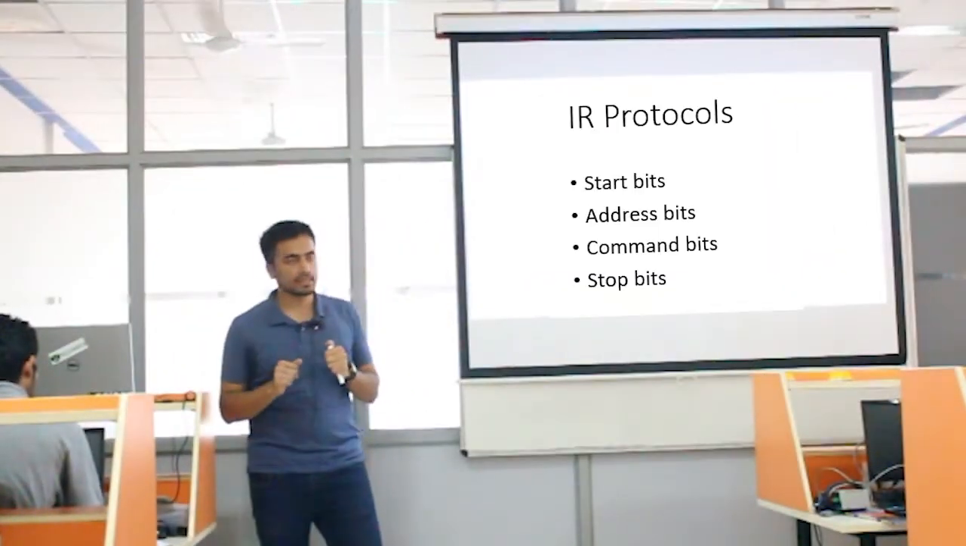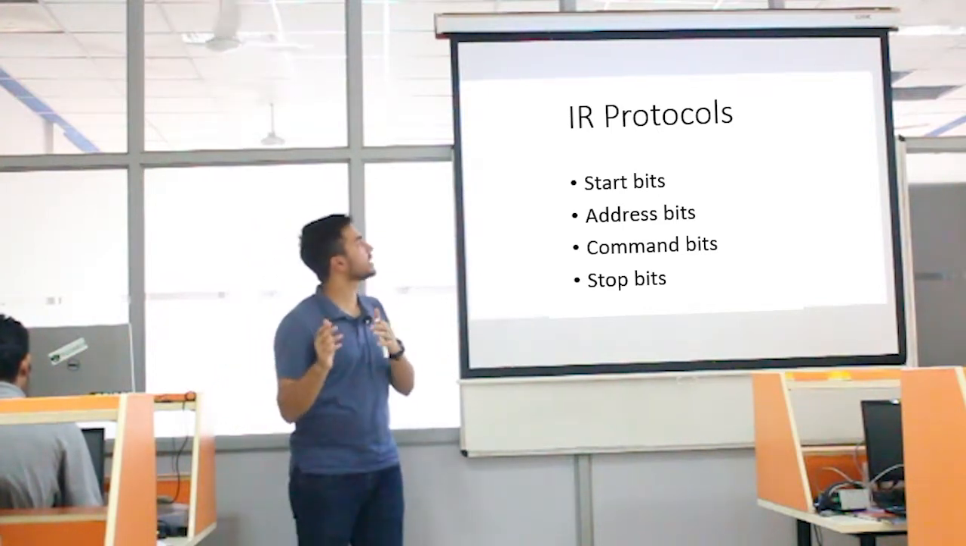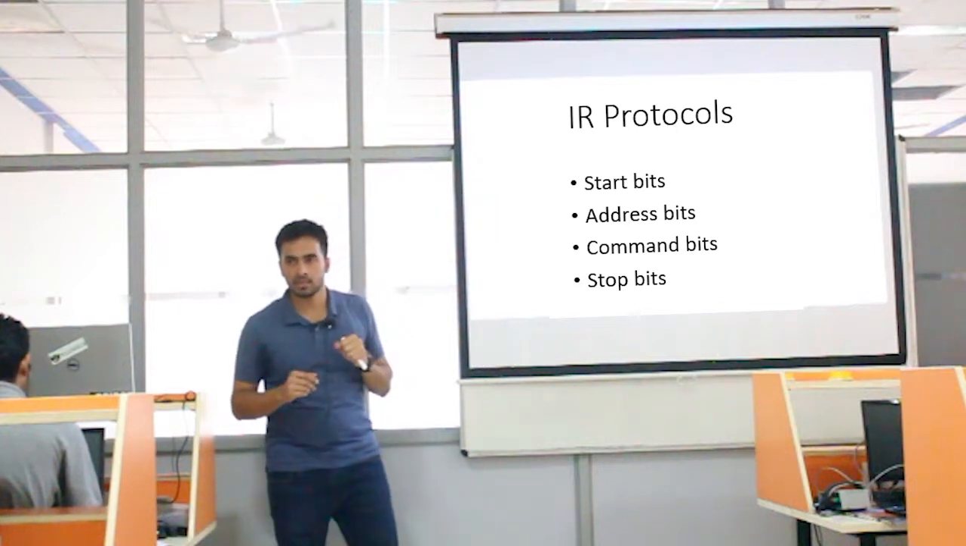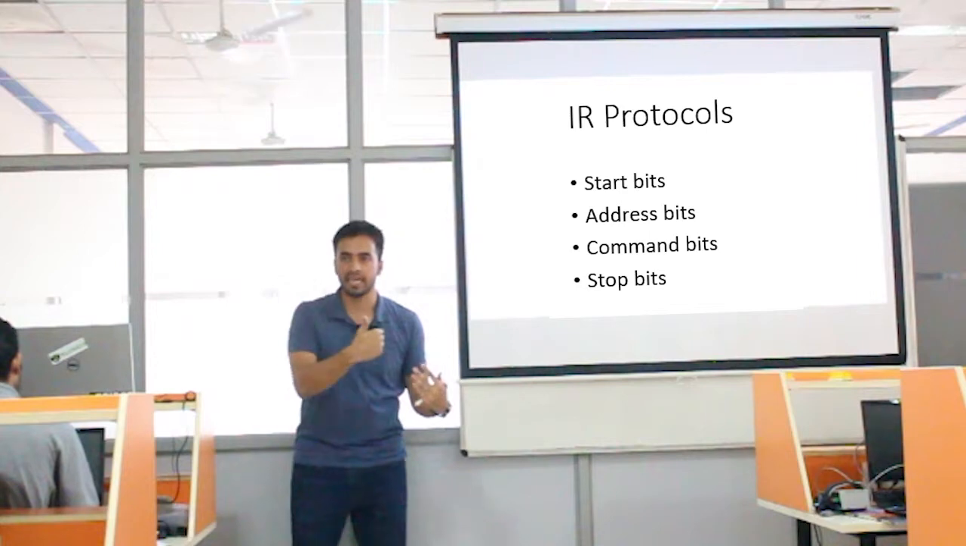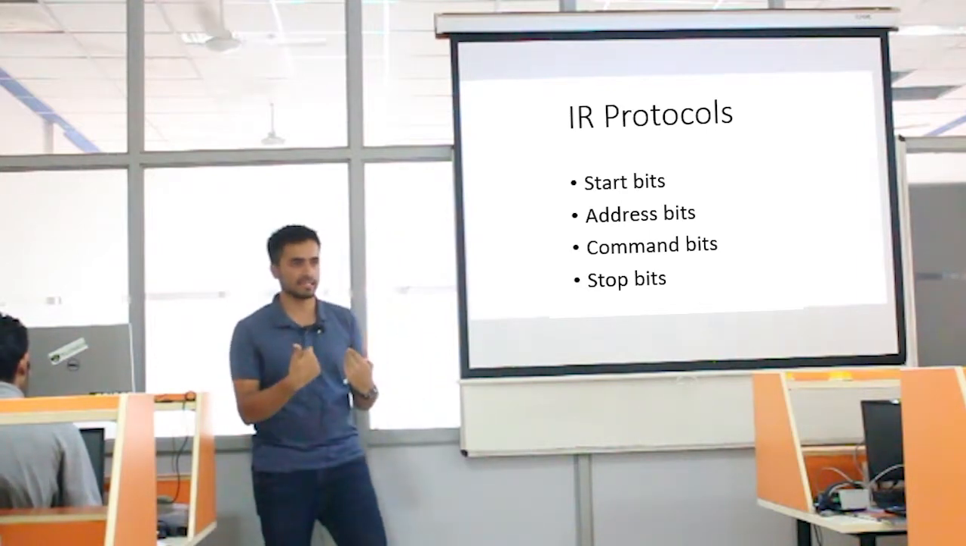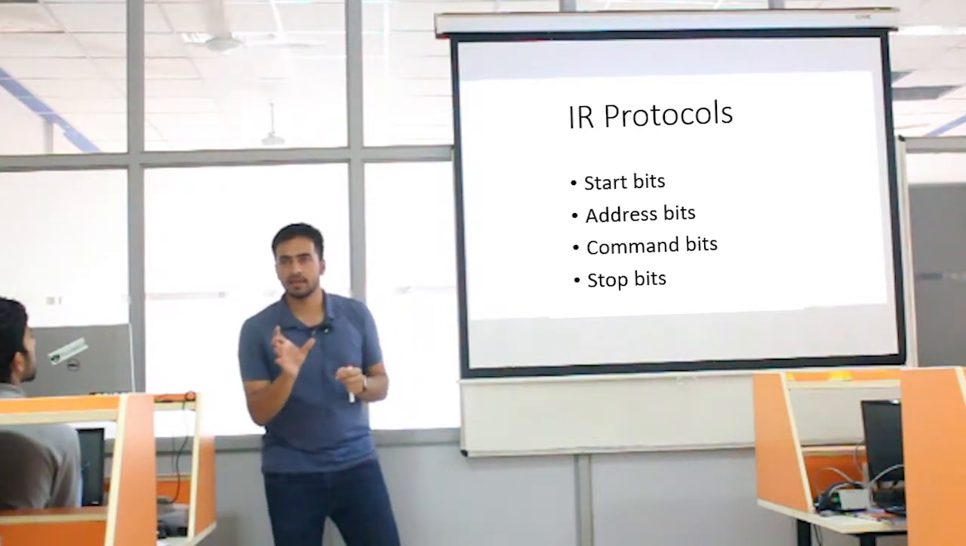So IR protocol. Basically, you can divide a protocol into 4 separate units. You start with the start bit. The start bit lets the receiver know that, okay, something is coming, you have to receive the next set of commands or whatever I sent. And next, the address bits. Now, address bits is usually 8 bits in length.